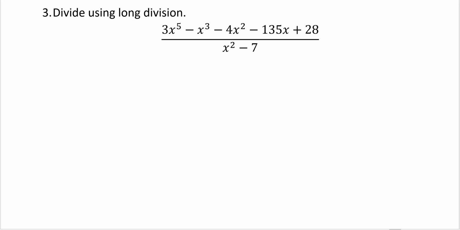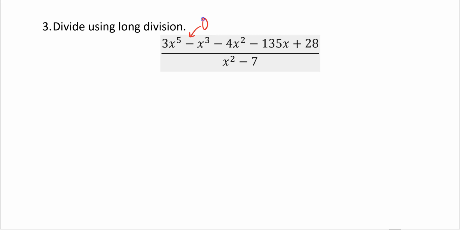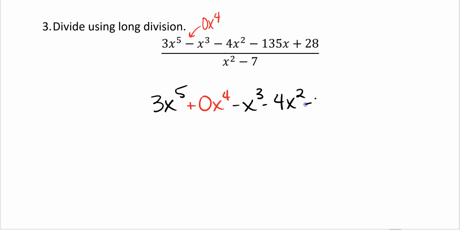Next, let's divide using long division, and you want to pay attention to any missing terms that you have within each expression, within each polynomial. So for example, if you notice, this goes from 3x to the 5th down to negative x to the 3rd. So we're missing a 0x to the 4th. And then we have x to the 3rd, x squared, x, and no x. So we want to be sure and put that missing term when we write it out in long division. Because if we don't, that can throw everything off.